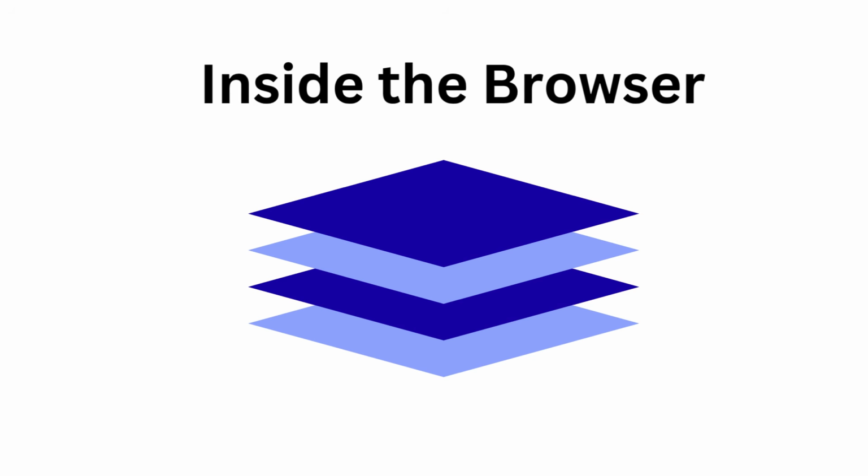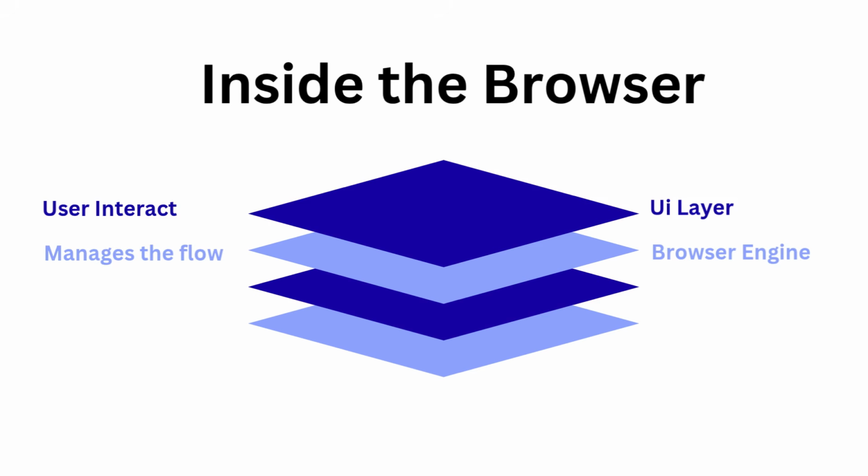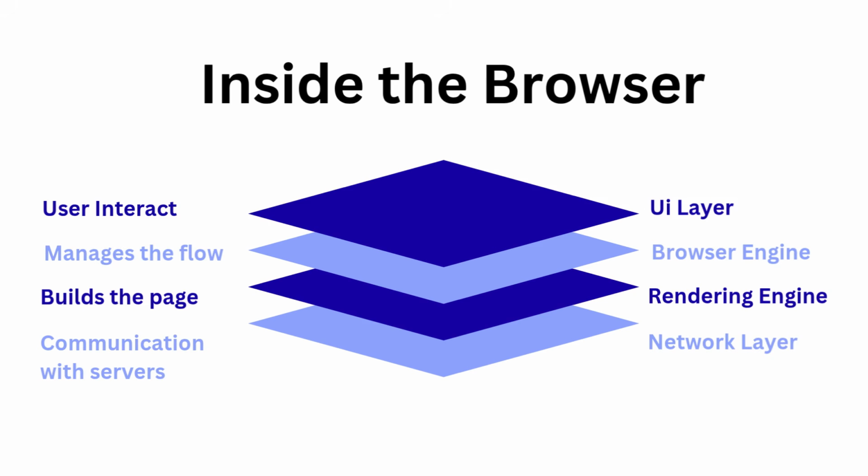All of this work is handled by different parts of the browser. The UI layer is what you interact with. The browser engine manages the flow. The rendering engine builds the page. And the network layer handles communication with servers.